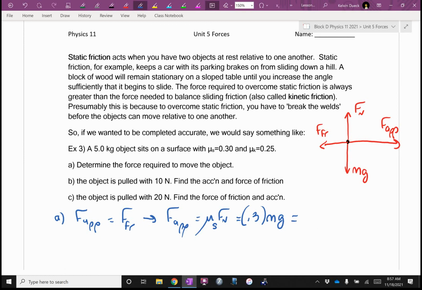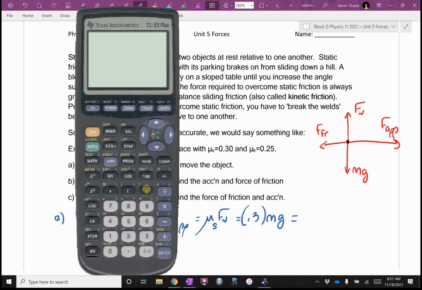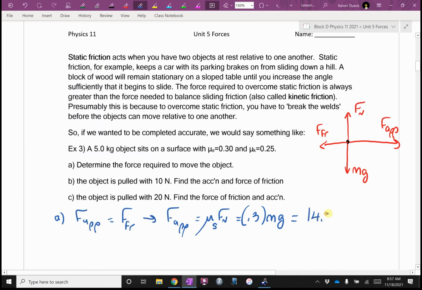What'd you get? No one? Okay, I'll beat you to it. I'm going to carry all my sig figs because I'm going to use this as a comparison for other stuff. So 0.3 times 5 times 9.8 is 14.7. Really I would need to pull with 14.71 and now it will accelerate. But that's the cutoff.